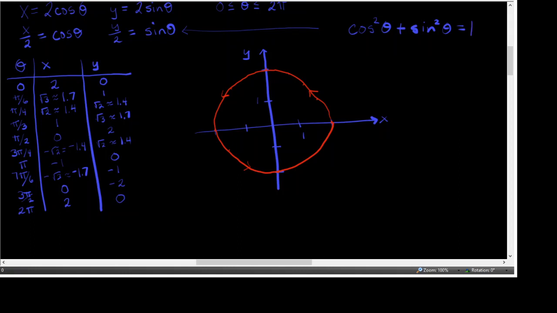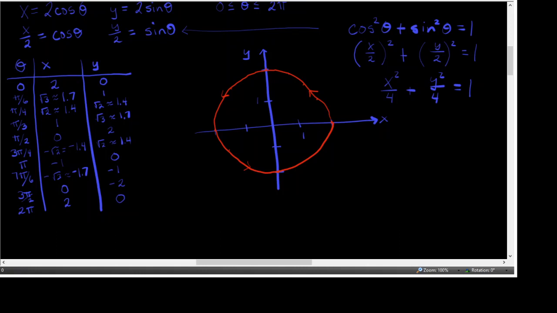So I could substitute into that identity, which I know is true for every cosine theta, sine theta that I could have. I can substitute for cosine of theta with x over 2 squared, and substitute for sine of theta with y over 2 squared equals 1. And simplifying, I get x squared over 4 plus y squared over 4 equals 1. By the way, this is the standard form for an ellipse.